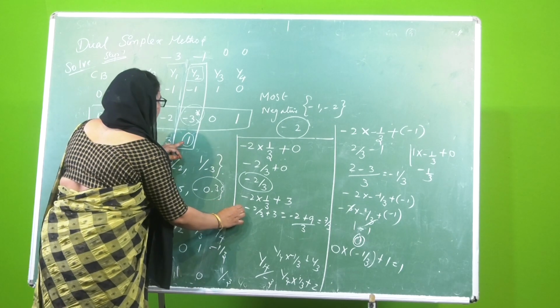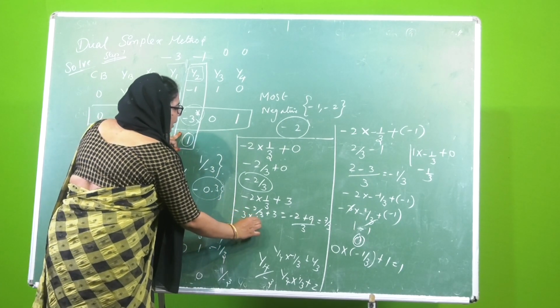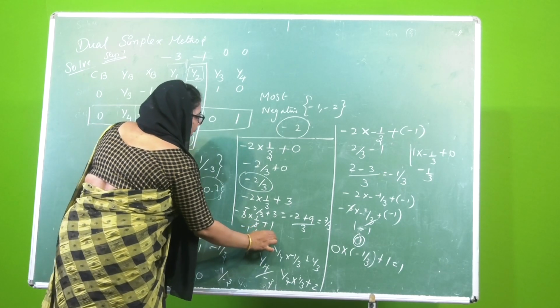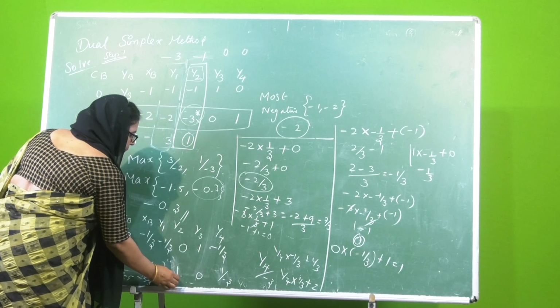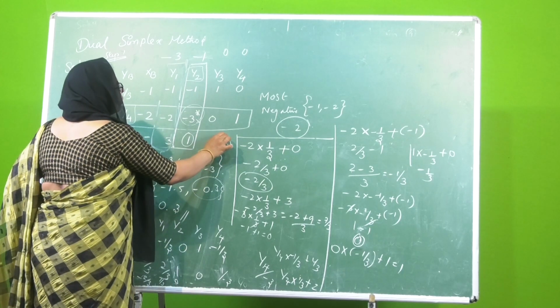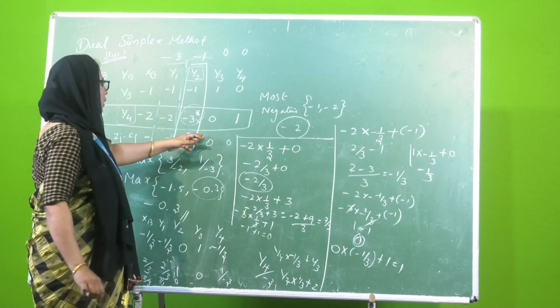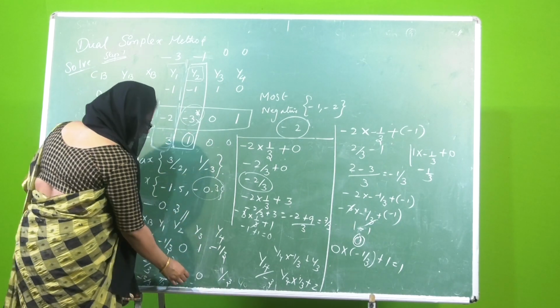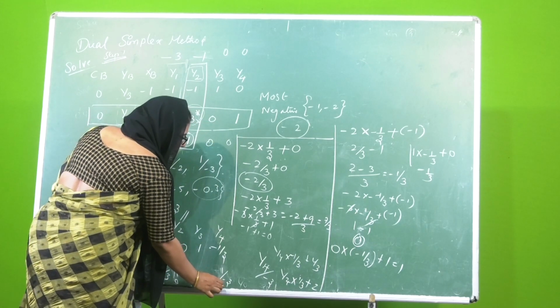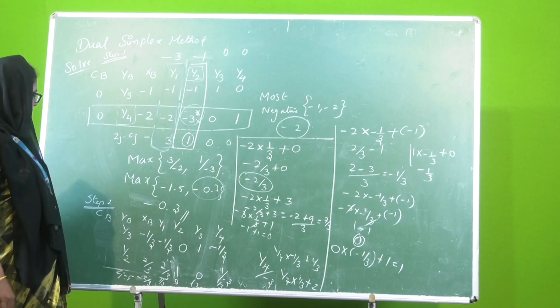So next value: -3 into 1 by 3 plus 1, that is -1 plus 1, getting 0. So y3, y4 obviously 0. 0 into anything is 0, and add 0, you are getting 0. So 1 into 1 by 3 is 1 by 3.